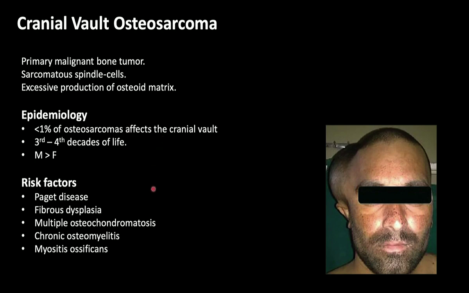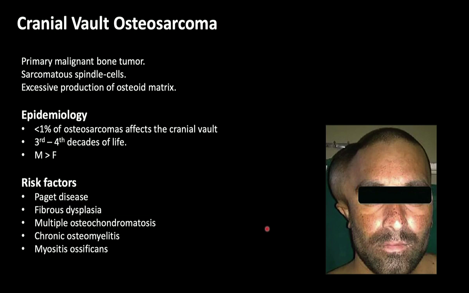Osteosarcoma is a primary malignant bone tumor composed of sarcomatous spindle cells with excessive production of osteoid matrix. It constitutes 20% of all the primary malignant bone tumors, but less than 1% affects the cranial bone. Fewer than 98 cases have been reported. It's more frequent in the third and fourth decade of life, with a peak during the third decade, with higher prevalence in males.